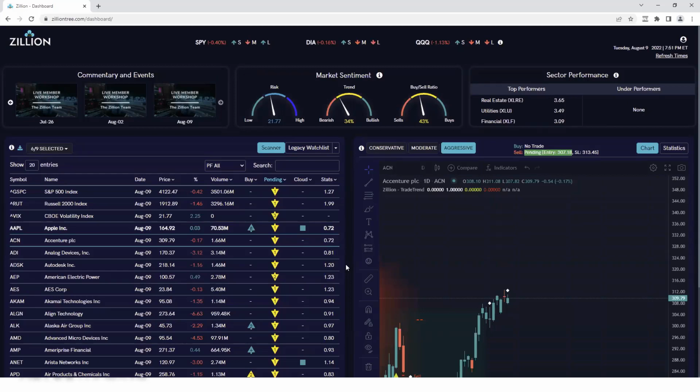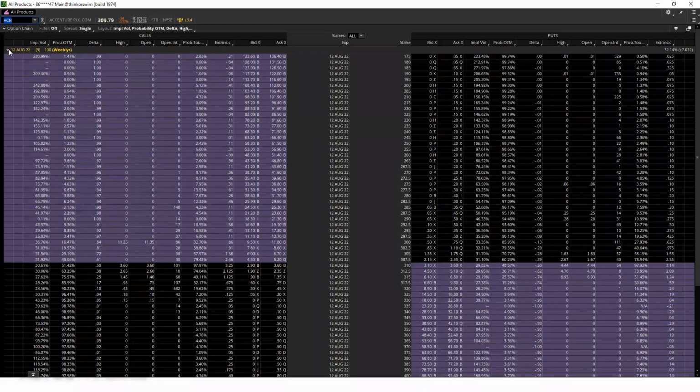Let's see. Martha's asking, can you show us the option chain again? Yeah, let me do that. Martha's asking, can I show how I determine the probability of touching the 302.50 price, which is lower than the current price for Accenture. So I went over and pulled up, and by the way, this was purely within this week, right?